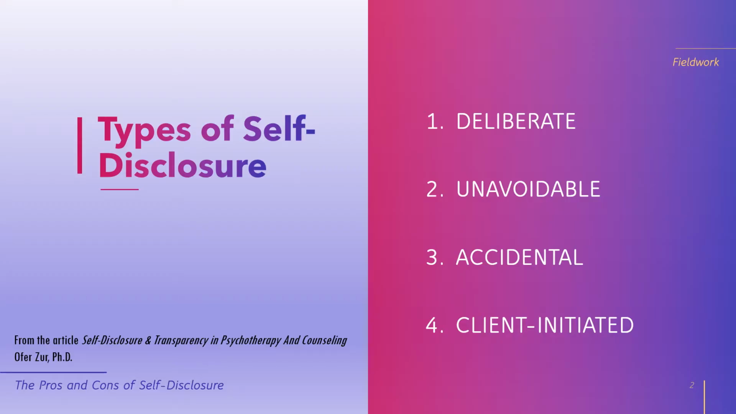So all this information is coming from an article called Self-Disclosure and Transparency in Psychotherapy and Counseling. If you get a chance, check that original article out. It's pretty well written and very clear and concise as far as the information it's covering. In that article, the author discusses four types of self-disclosure that you can see there. There's deliberate, unavoidable, accidental, and client-initiated. So we'll go into each of those in more detail.